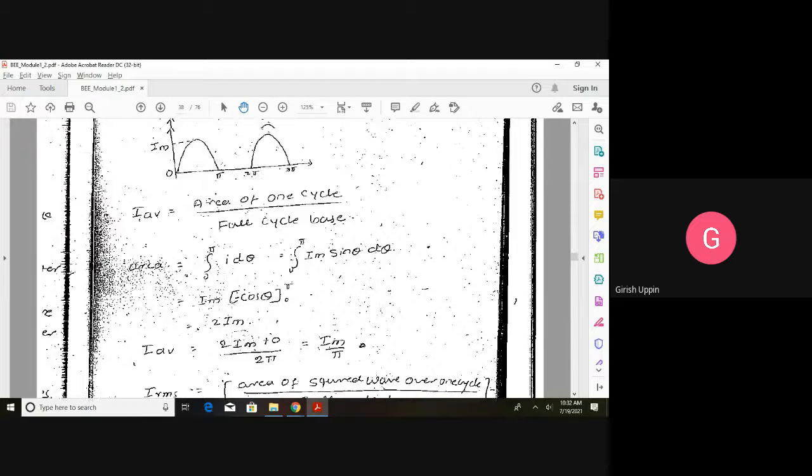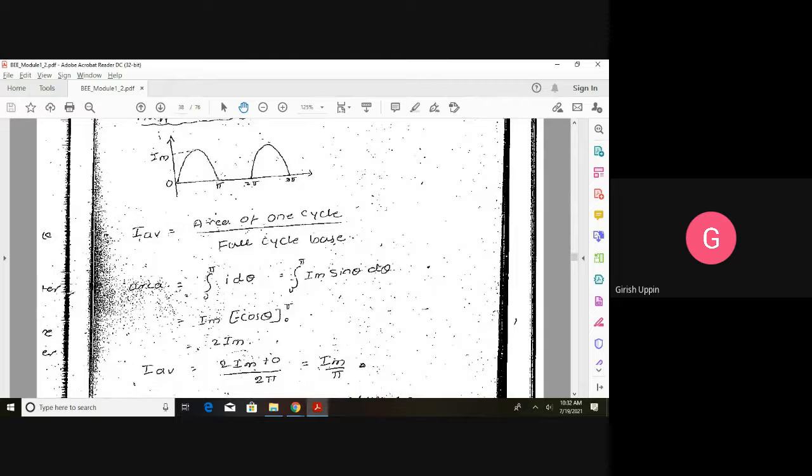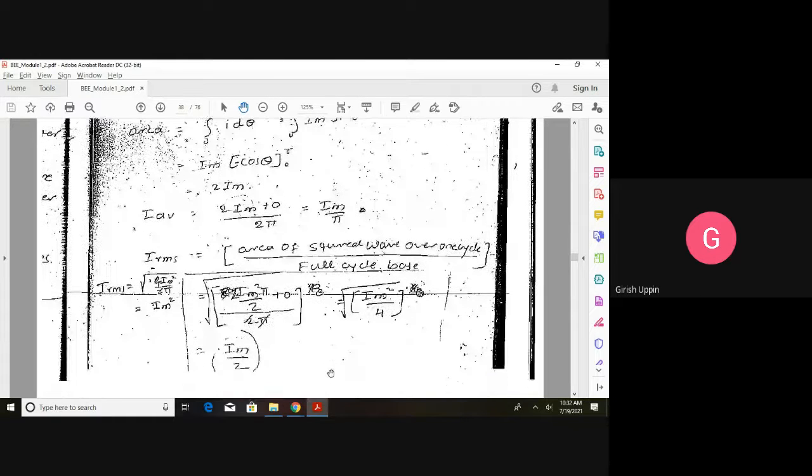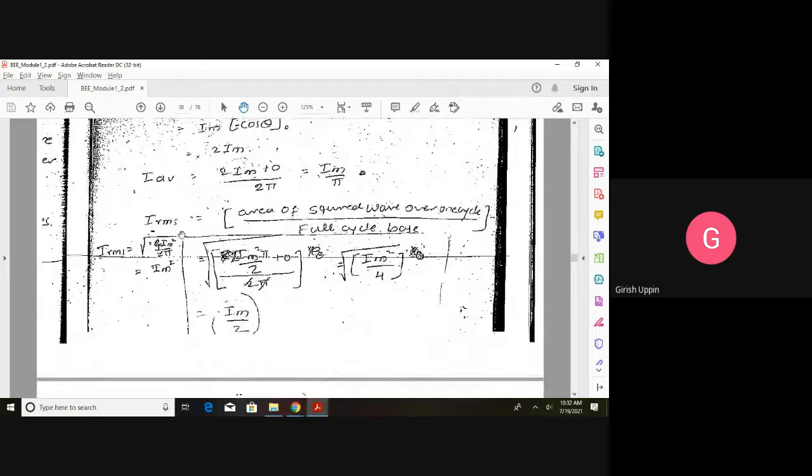2Im plus 0. Why 0? This positive cycle is 2Im, the negative cycle is 0. 2Im plus 0 divided by 2 pi, we get Im divided by pi. That is the average value. Similarly, we will find the RMS value.